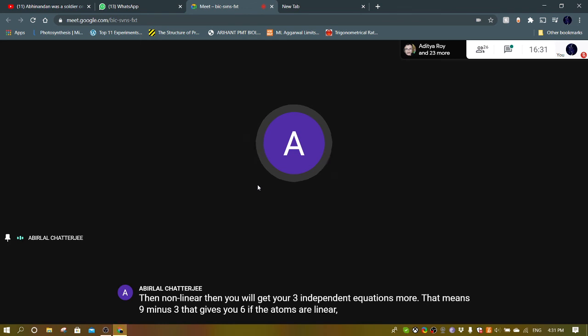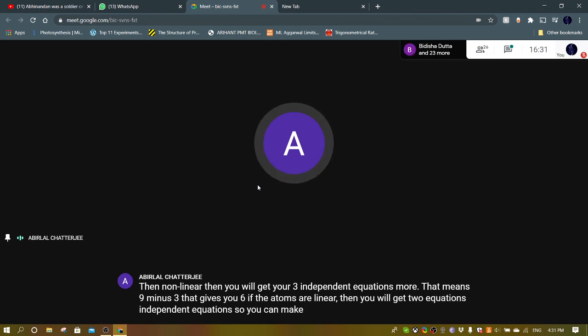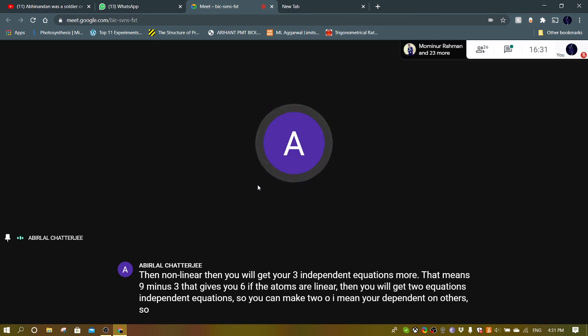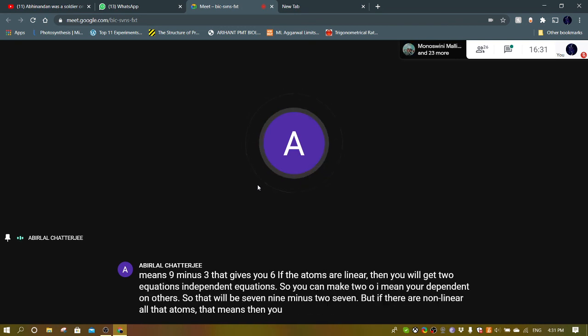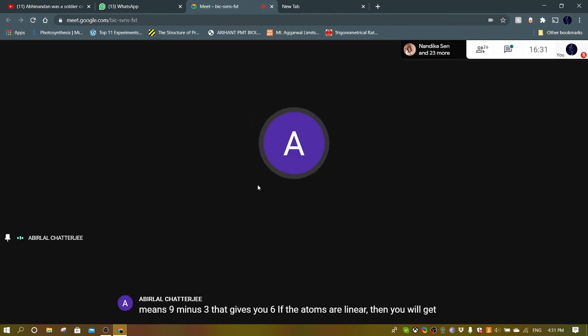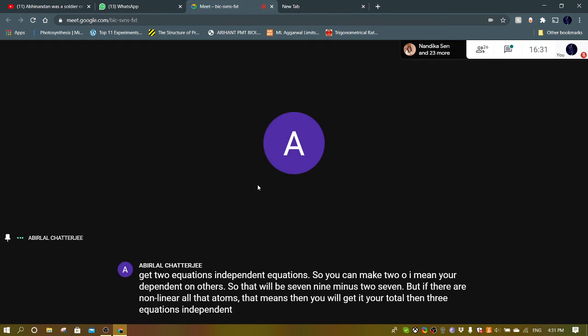If the atoms are linear, then you will get two independent equations, so you are dependent on others, so that will be 9 minus 2, 7. But if all the atoms are non-linear, then you will get 3 independent equations, so you will get a total of 6. Is it okay?